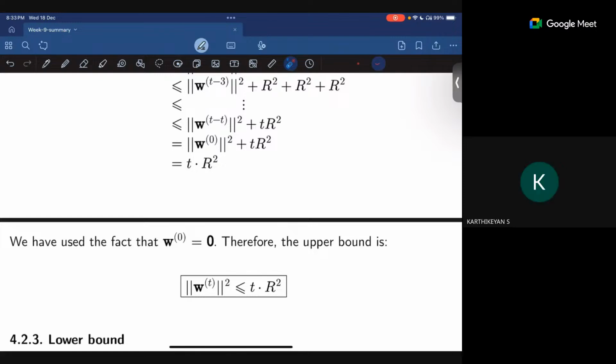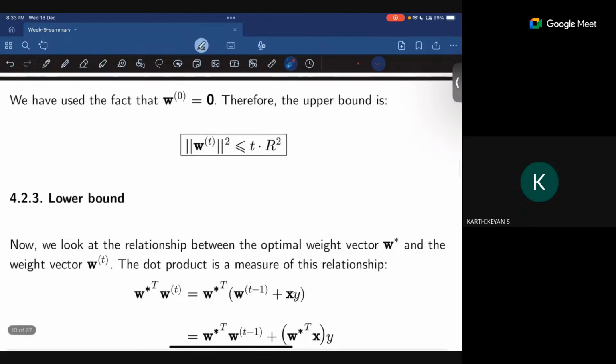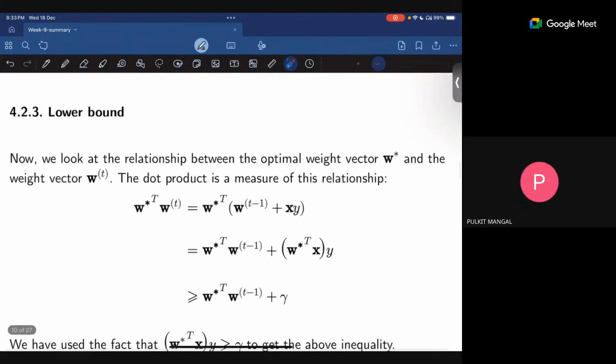Okay. Okay, thank you. Okay. So now we will discuss the lower bound.